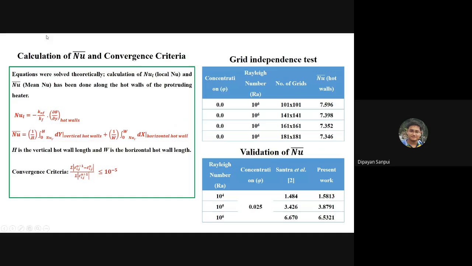Now coming to the calculation of local Nusselt numbers along the heater walls. First I have calculated the local Nusselt numbers along the heater walls, and then have added those local Nusselt numbers using numerical integration techniques such as the trapezoidal rule or Simpson's one-third rule. The convergence criterion was set to 10 to the power minus 5 for the computation process. A thorough grid independence test was also performed. We found that a 181 by 181 uniform grid was best to continue with the computation process. For validation of the average Nusselt number, we considered the Chhatra et al. numerical paper, and we found that the results were in good agreement with that paper.